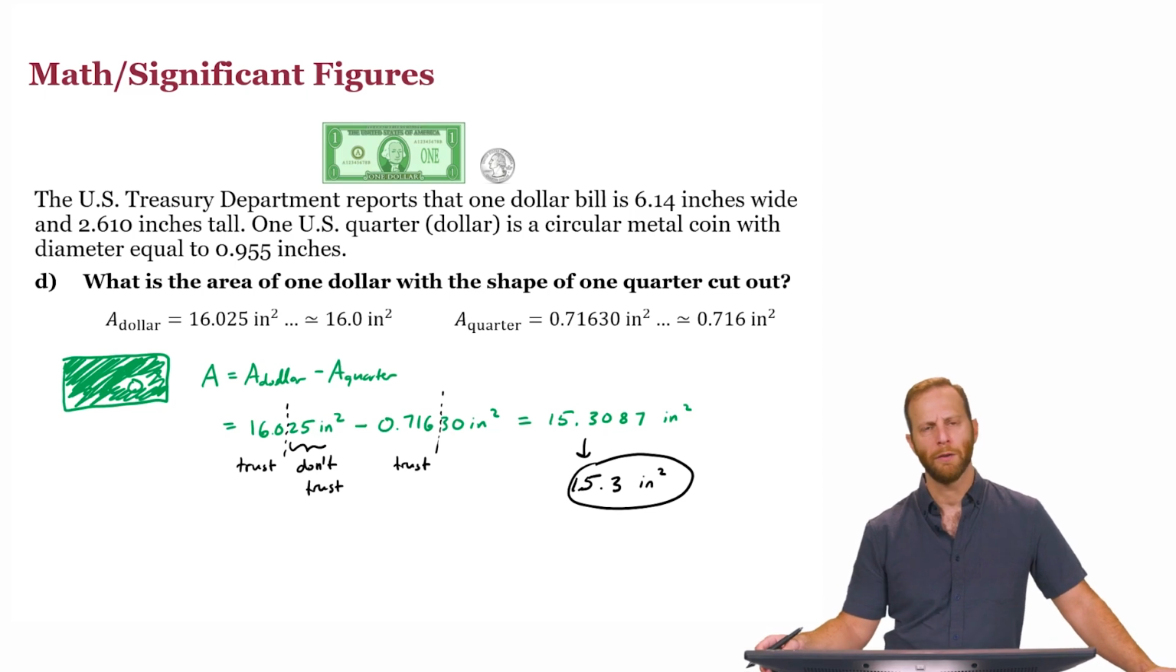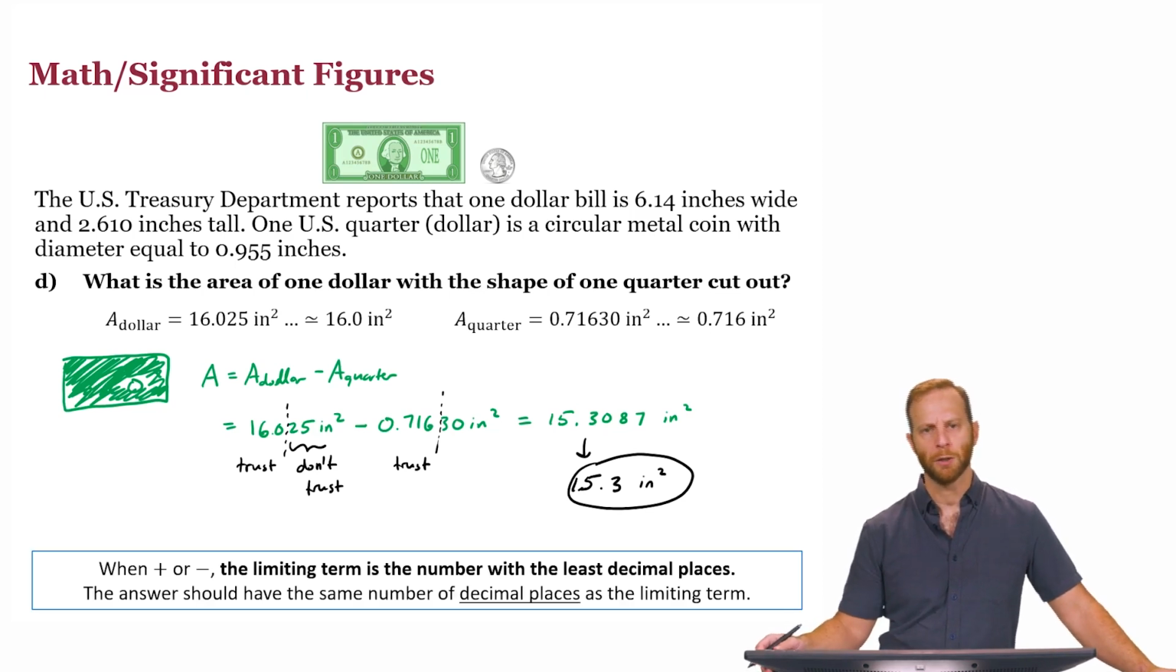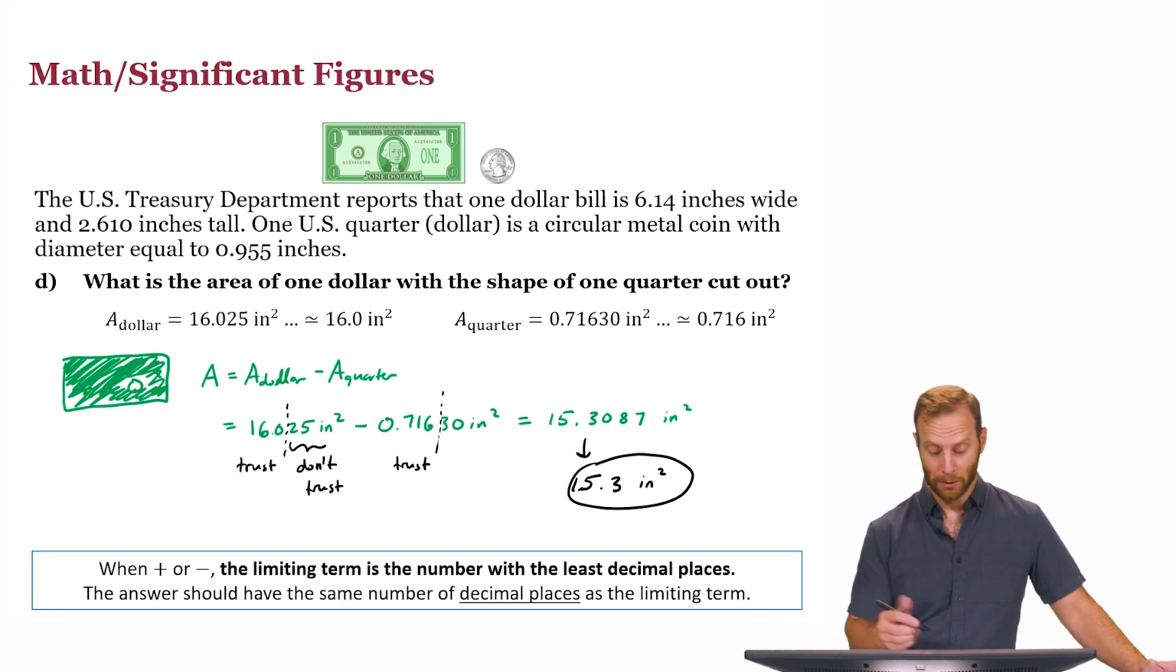This is a reminder that if you're doing addition or subtraction, the limiting term is the number with the least decimal places. And so when you report your final answer, the final answer should have the same number of decimal places as the limiting term. Here we had 1 decimal place, and so therefore here we have 1 decimal place.